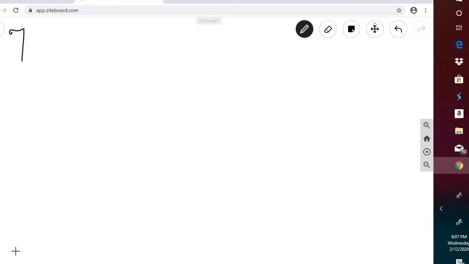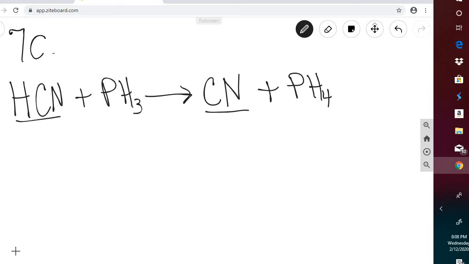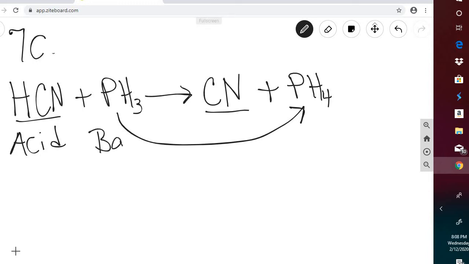Okay, then 7C, we have this. HCN becomes CN. So it got rid of its hydrogen, it donated it, so this would be the acid. And PH3 goes to PH4. It accepted the hydrogen, so it's the base. Okay. So look for what happens to the hydrogens. Chase the hydrogens around, see where they went, and that will tell you which was the acid and which was the base.